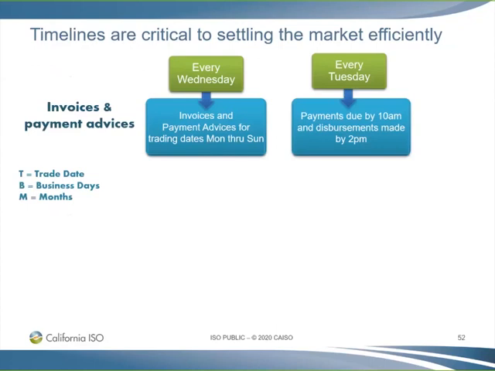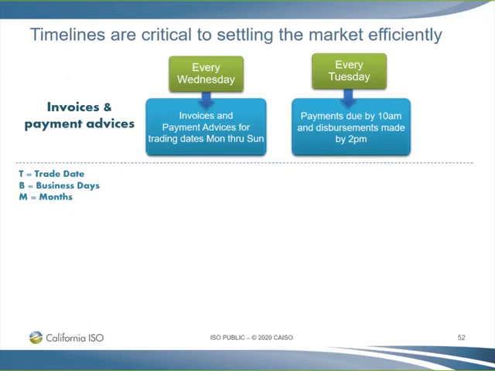Invoices or payment advices for market transactions are published weekly on Wednesdays and include market transactions from trading days Monday through Sunday of the previous week. Invoices are due for payment by 10 a.m. on the following Tuesday. Payment advices are then dispersed as applicable at 2 p.m. that same Tuesday afternoon. As the ISO is a not-for-profit organization, all of the money that comes into the market gets dispersed back out into the market, with the exception of our grid management charge, or GMC, that covers specified operating costs.